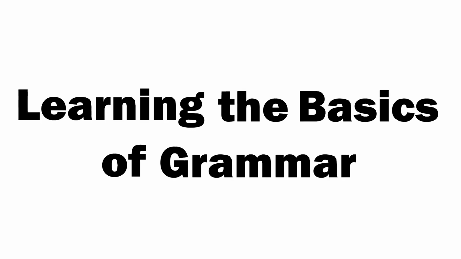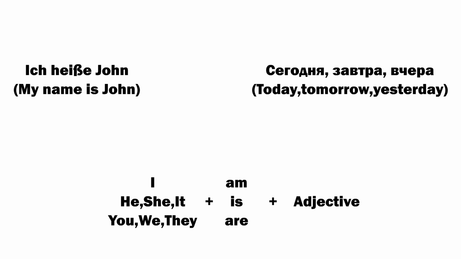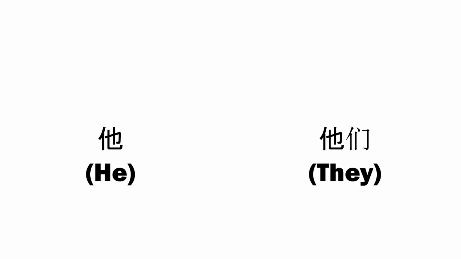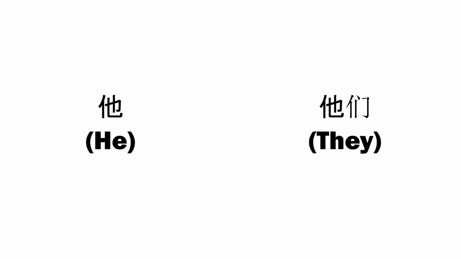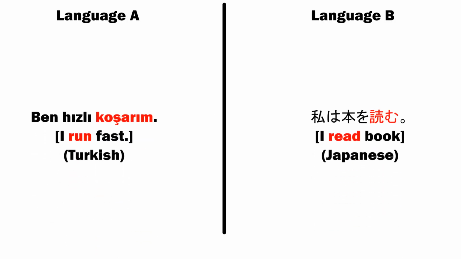The third step is learning the basics of grammar. Start by learning simple language rules. At an introductory level, it is important to learn rules such as sentences, basic tenses, sentence structures. For example, singular or plural forms or sentence structure. For example, in some languages the verb is at the end, while in others it is after the pronoun. Pay attention to details like these.